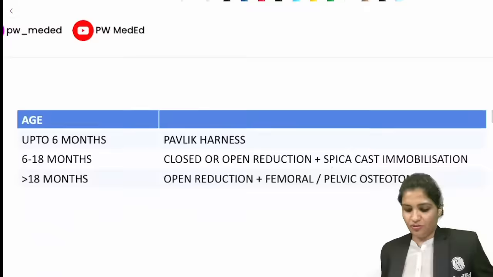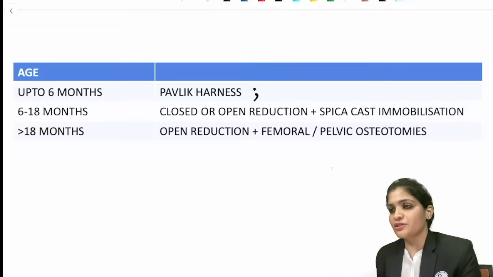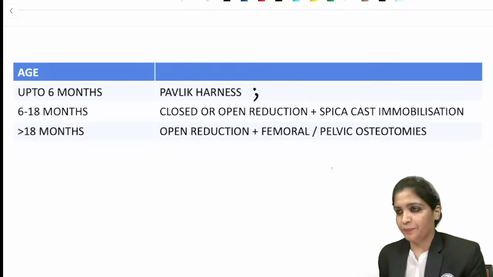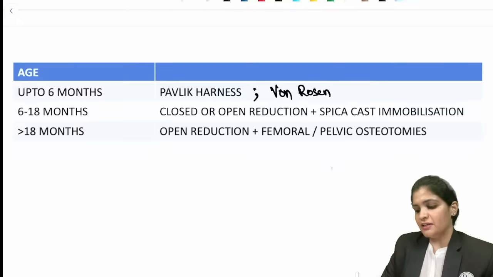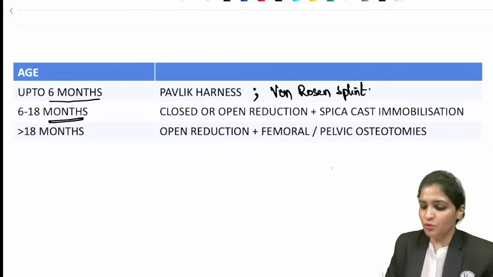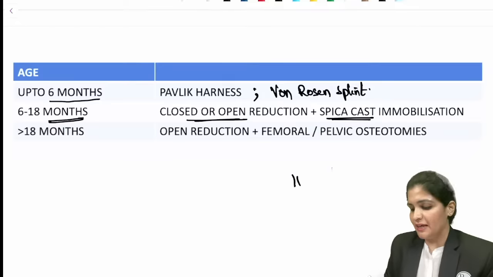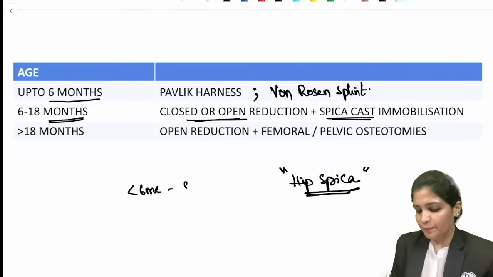So what is the treatment for DDH? If it is age up to 6 months, you can treat it with Pavlik harness, or what is one more splint which is used for DDH other than Pavlik harness? It is von Rosen splint. So you can use your von Rosen splint or Pavlik harness up to the age of 6 months, and from 6 to 18 months you use closed or open reduction with your spica. What is this spica? It is hip spica immobilization. So less than 6 months you go with splinting, right?